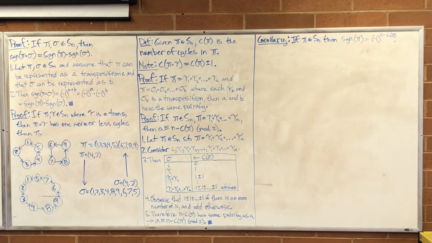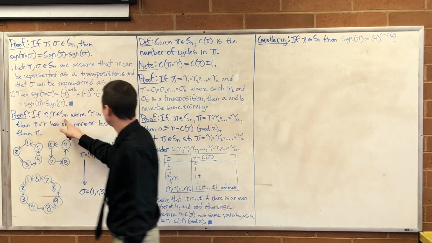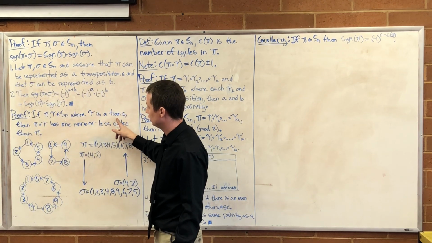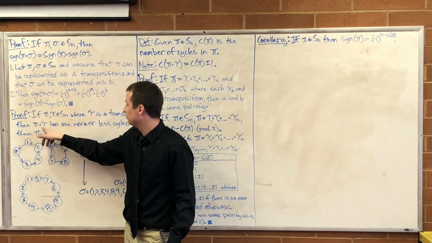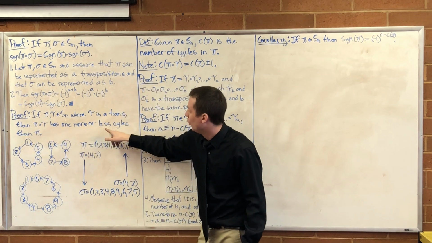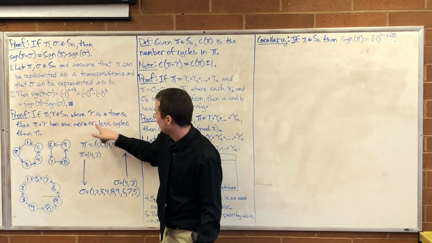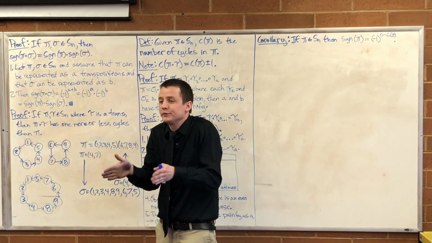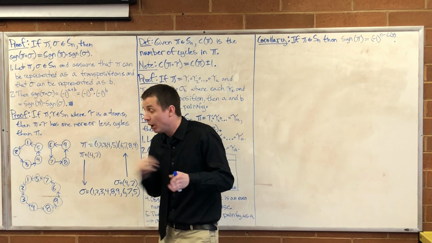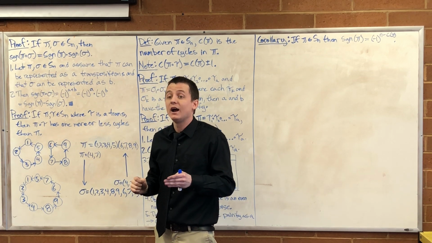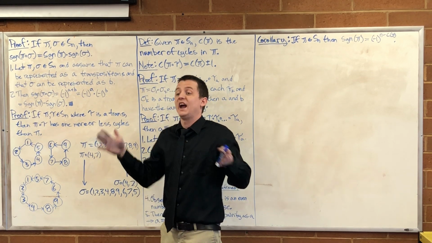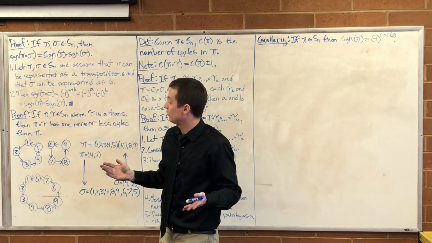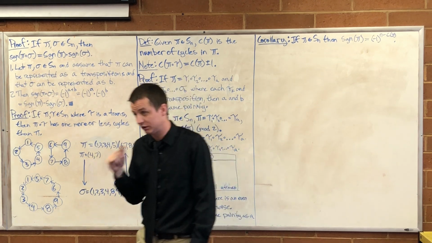If pi and tau are permutations where tau is a transposition, then pi composed with tau has one more or one less cycle than pi has. So when I take pi, however many cycles it has, when I compose it with the transposition, I either got rid of a cycle or added a cycle. We're not going to rigorously prove this, we're just going to try and make it very clear to your intuition.